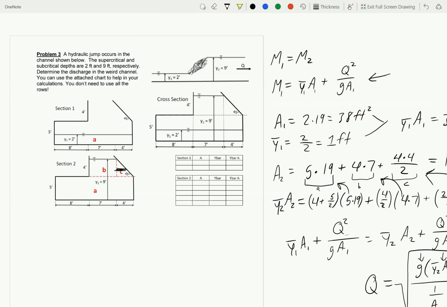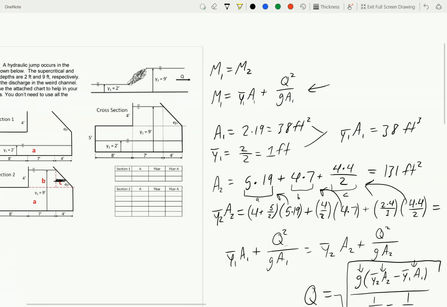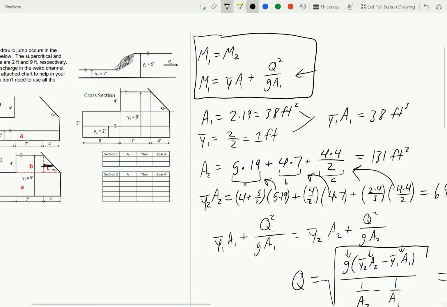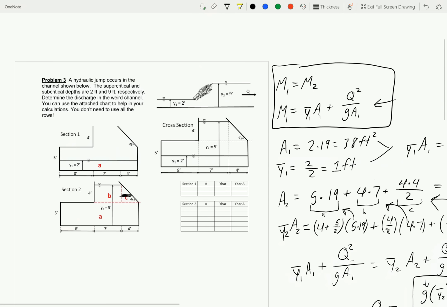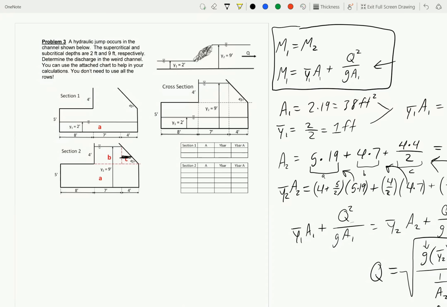Just make sure that you know how to use this equation here. You're not going to be asked to do anything this crazy, I would assume. Don't take my word for that, but yeah, hopefully this helps. This is a very, very complex example of a hydraulic jump, so good luck on your test tomorrow.